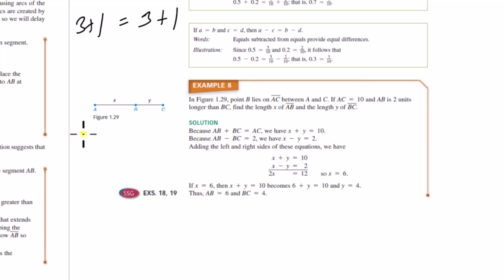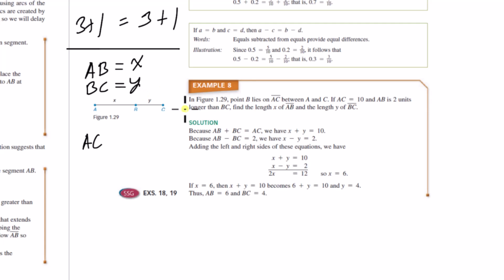Let's write down some of the things that we know. We can see clearly that the length of AB is equal to X, the length of BC is equal to Y. Even though that seems obvious, let's start there. Now the length of AC is equal to X plus Y. They give us the length of AC is equal to 10. So X plus Y is equal to 10.